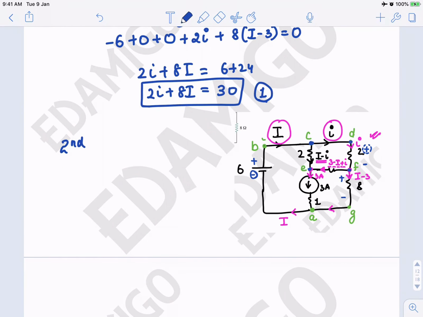Okay, so the second loop is C D F E C. Now C to D it is 0. D to F we can see we are entering from the positive terminal, so it is 2 into I. F to E, it is plus to minus, current is flowing from right to left and we are also moving from right to left, so we are entering the positive terminal, so it is plus. The resistance value is 4.